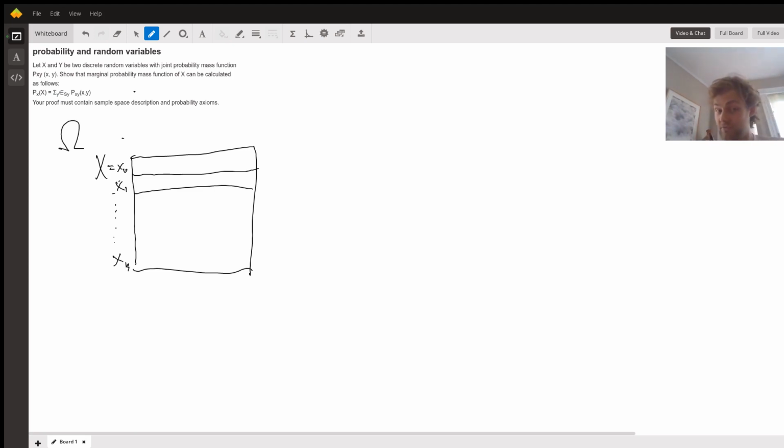Well, they're discrete random variables, not necessarily finite. So this could go on forever. But that doesn't really change much. The important thing is that we can count them.